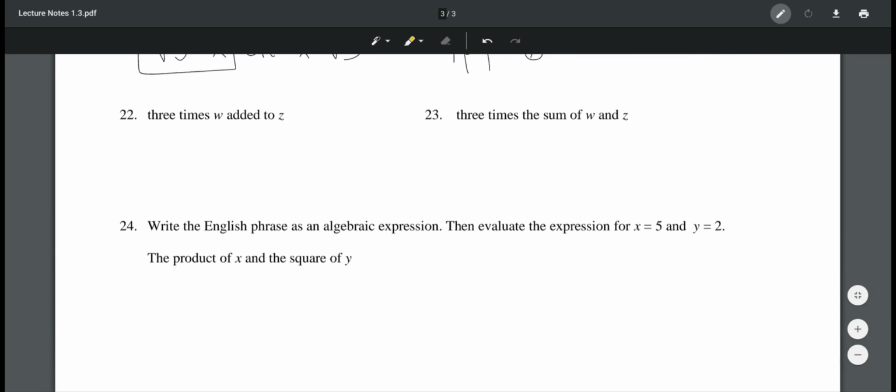Number 22, 3 times w added to z. So we're going to add 3w to z. In 23, it says 3 times the sum, 3 times the sum. So this is where grouping symbols get involved. If you're going to multiply 3 times something, that would be the sum, which is addition, of w plus z. So be very, very careful when you are doing these problems. If you have any questions, make sure you ask.